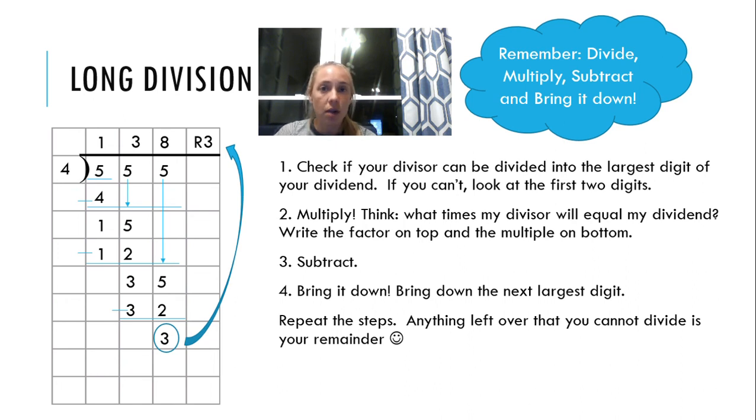Some division problems aren't going to have remainders, and that's okay. And remember that you can always double check this by multiplying. You would multiply your quotient, which is your answer, times your divisor. So this would be 138 times 4. After you multiply, you add in your remainder, and that's how you check your work.